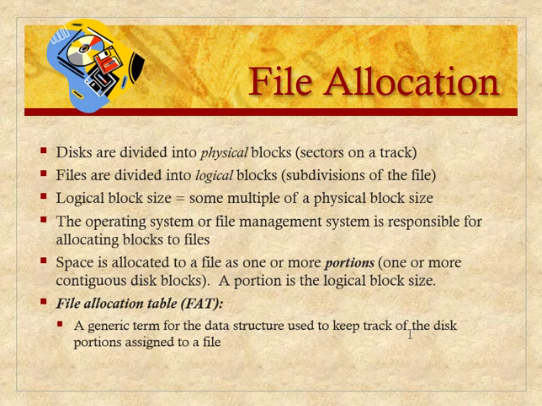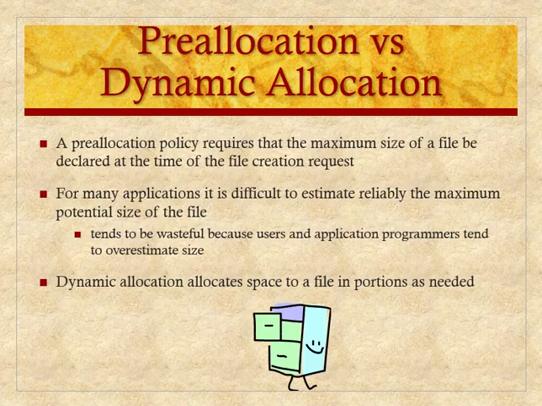So what is a file allocation table? It is a generic term for the data structure used to keep track of the disk portions assigned to a file. Okay, so there are some issues involved in file allocation.